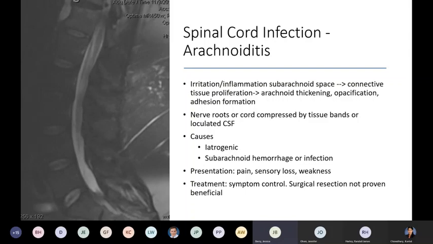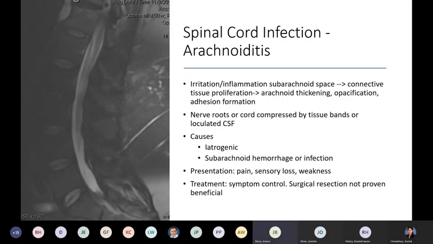So arachnoiditis also falls in the category of infection. This is more rare than the others we just discussed, but it can be seen. This image is actually from one of my patients I had on the unit a couple years ago. So, if I have an image from my own patient, it's not that rare.